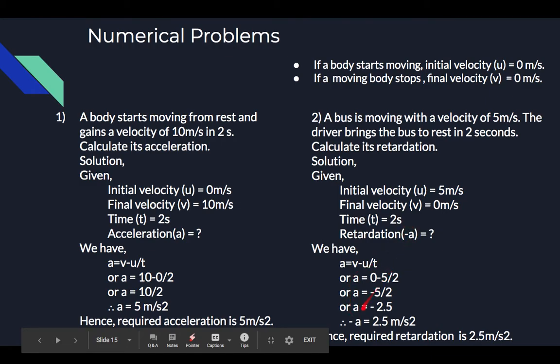That is why we transfer this minus from here to here. So when you transfer it, it turns into minus a equal to... since minus has already transferred to the left hand side, there will be no sign, so it is 2.5. That means retardation is 2.5 meter per square second.